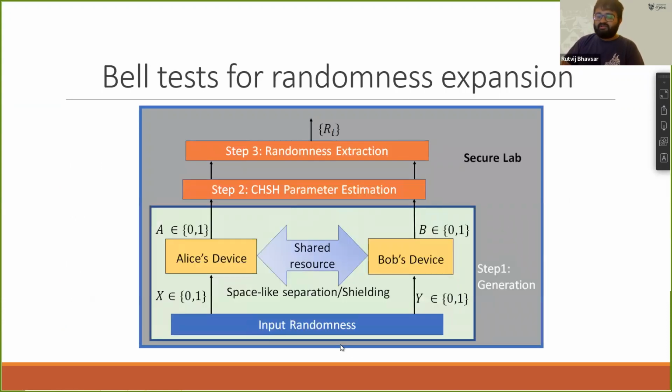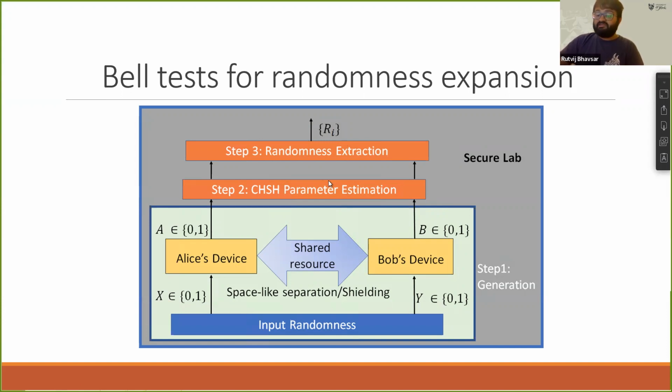Now, let's begin by understanding a typical protocol. So a typical protocol has three steps. The randomness generation step: here Alice and Bob perform repeated CHSH tests. They get output strings A and B for input strings X and Y. The second step is called the parameter estimation step, in which Alice and Bob calculate the CHSH score or the Bell parameter using the input and output statistics in the generation step. If this Bell parameter is too low, then they discard the data and abort the protocol.